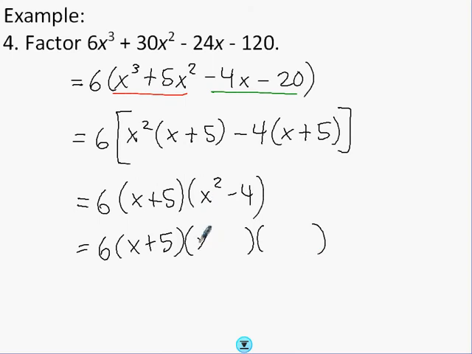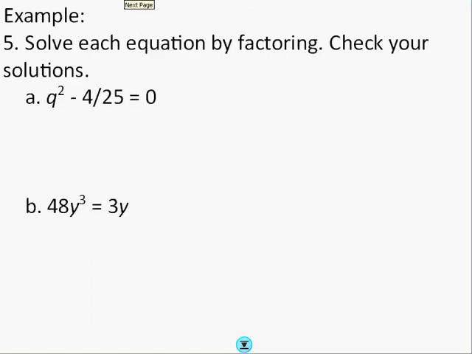The square root of x squared is x. The square root of 4 is 2. One is plus, one is minus. We've completely factored that. Okay, we're almost done here.